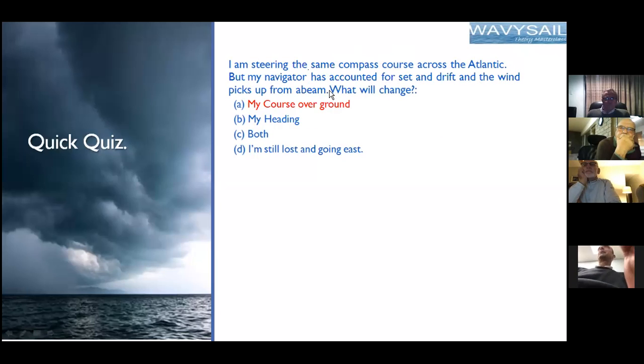However, the moment you have an additional effect on the boat, like in this case, we've got the wind coming from our beam, from our side, it's going to change our course over ground. Our heading will remain the same. We're pointing in the same direction, but because we've got a new force from the side, it'll change the course over ground. Okay, so that depicts the difference between where I'm pointing or heading and what my course over ground is.